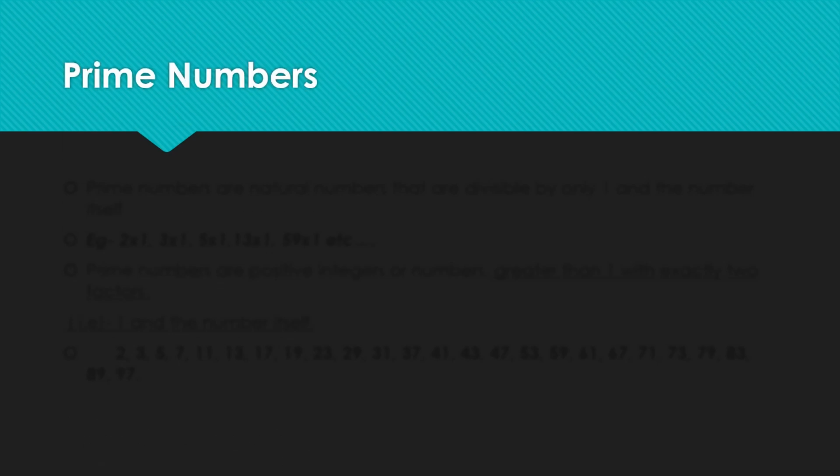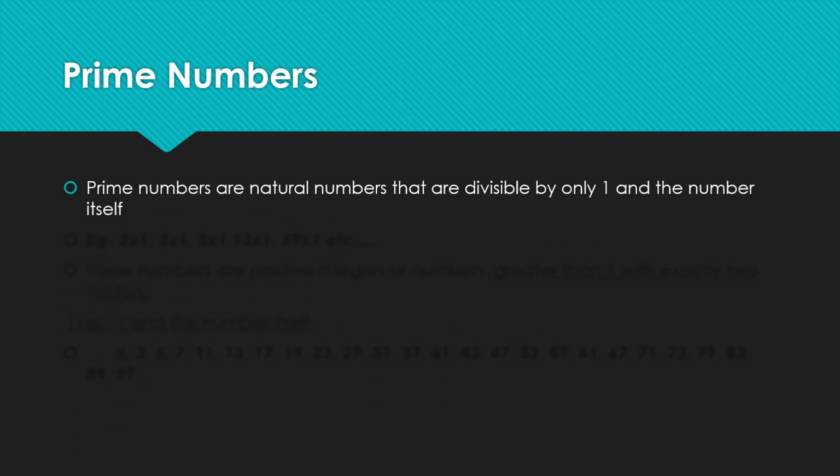Now we are moving to prime numbers. What is a prime number? A natural number that is divisible by only one and the number itself. For example, if we take the number 2, then 2 is divisible by only 2 and 1. If we take the number 5, 5 is divisible by only 5 and 1. If we take 59, it is divisible by only 59 and by 1.